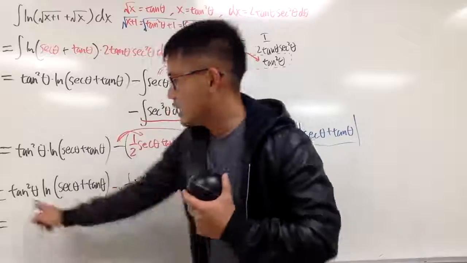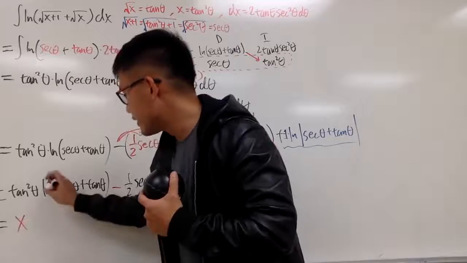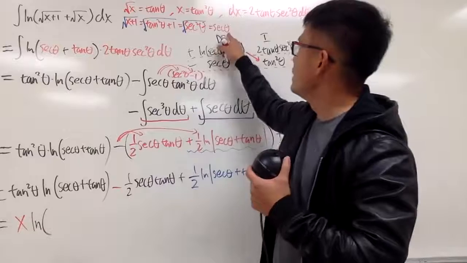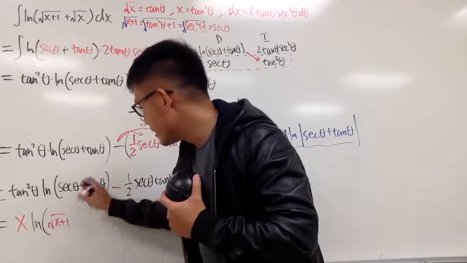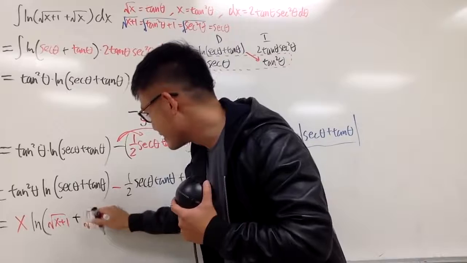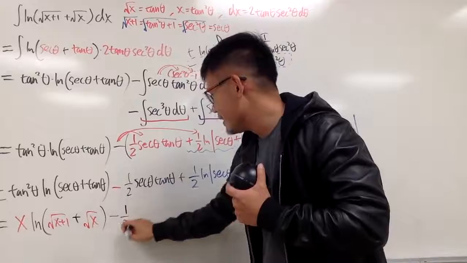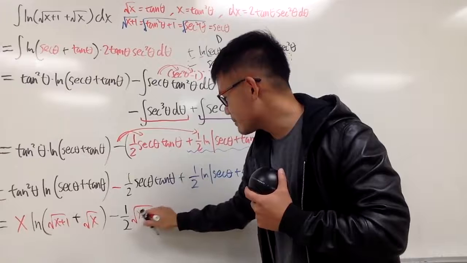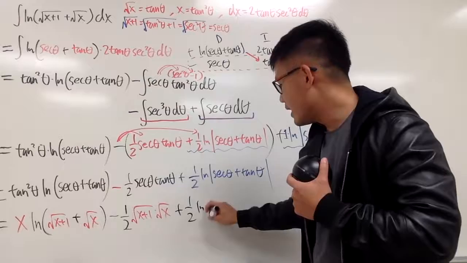Finally, let's see. Tangent square theta is just nicely equal to x times ln of secant theta, which is square root of x plus 1. Okay? And then plus tangent theta, which is nicely equal to square root of x. Okay? And then minus 1/2 secant theta, which is, well, just that again, square root of x plus 1. Tangent theta is square root of x, and then this is plus 1/2 ln.